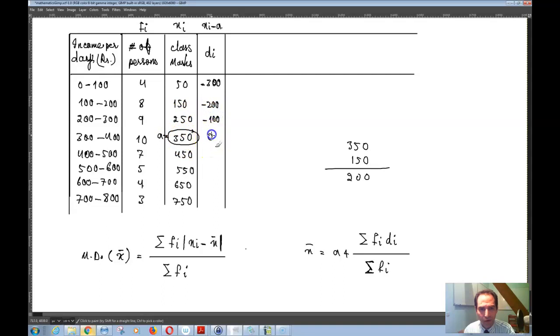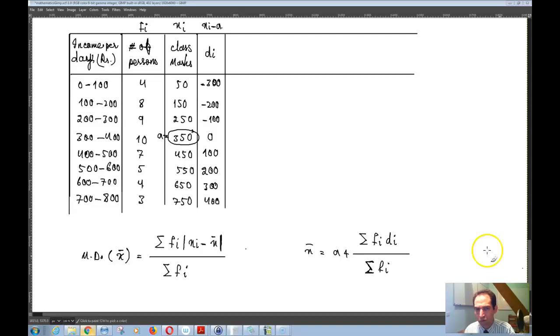Here you have a 0. 450 minus 350 is equal to 100. 550 minus 350 is 200. 650 minus 350 is 300. And 750 minus 350 is equal to 400. And still the numbers are large.